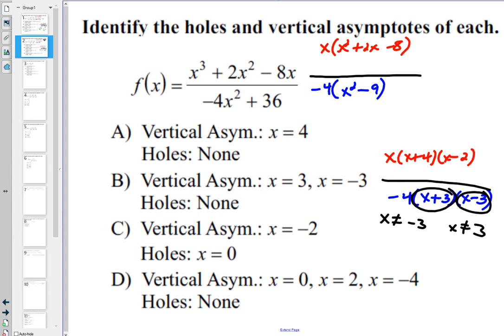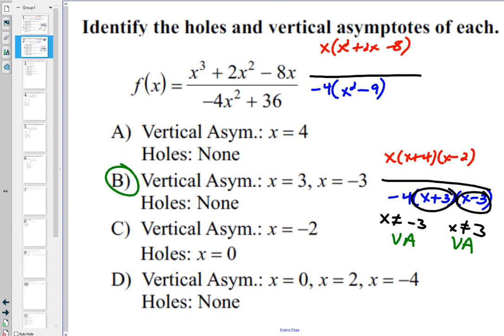I've got to see what type of error. That depends on whether it has something to cancel out with on the numerator. Do we have any factors that would cancel out the numerator? No, therefore both of these are going to be vertical asymptotes. What's the answer choice? Is it B? Yeah, there's no holes.